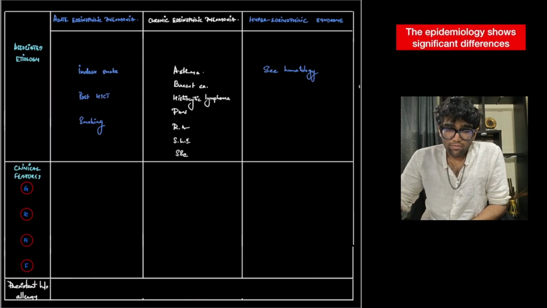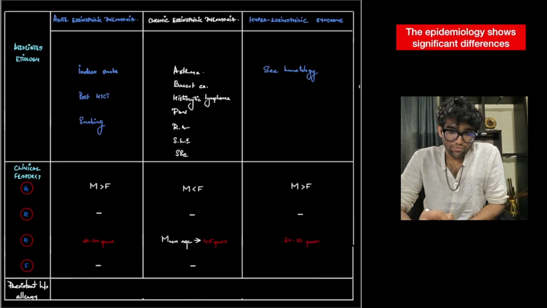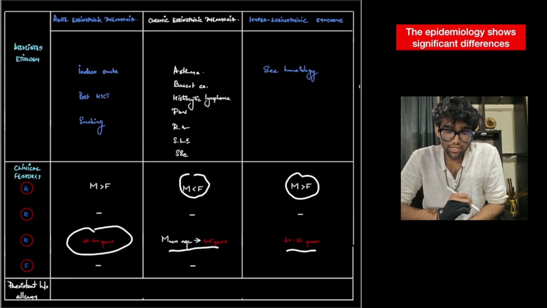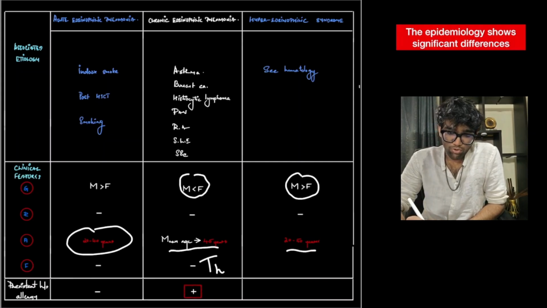So the main thing is that these three disorders show very significant differences in epidemiology. Acute eosinophilic pneumonia and hypereosinophilic syndrome are male dominant, whereas chronic eosinophilic pneumonia is female dominant. And the age of presentation of chronic eosinophilic pneumonia is relatively younger than hypereosinophilic syndrome, and acute eosinophilic pneumonia occurs in the youngest subset of patients. Chronic eosinophilic pneumonia is the only entity that may have an associated history of allergy because there is Th2 polarization in its pathogenesis. Other disorders do not.